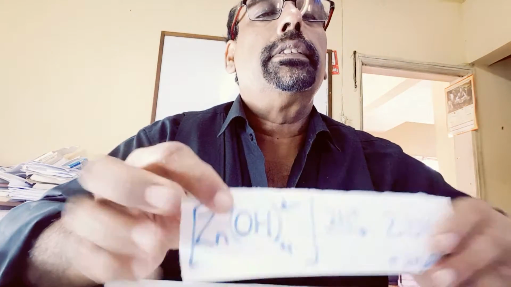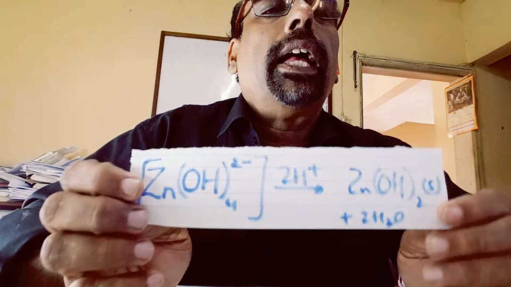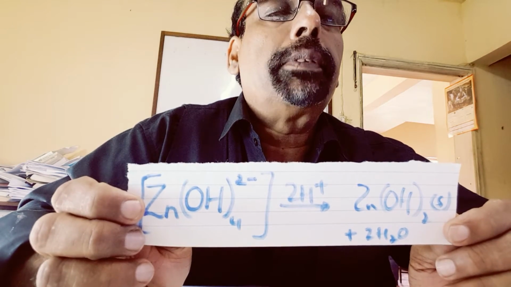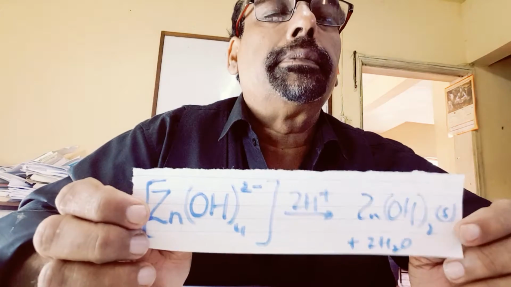Then in this zincate ion I added more acid, I obtained the white precipitate zinc hydroxide. This is known as reverse precipitation.